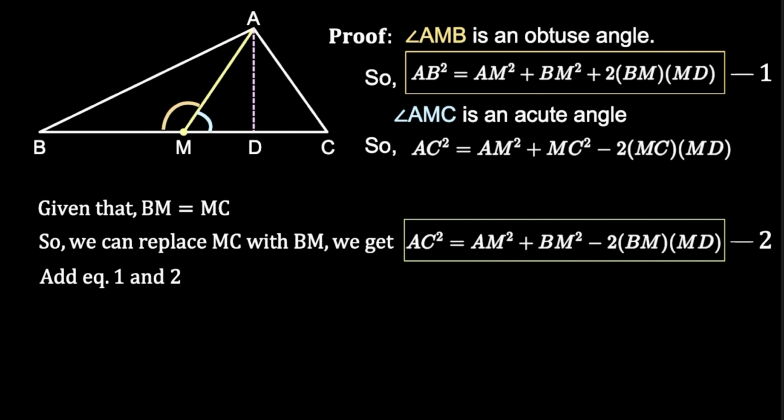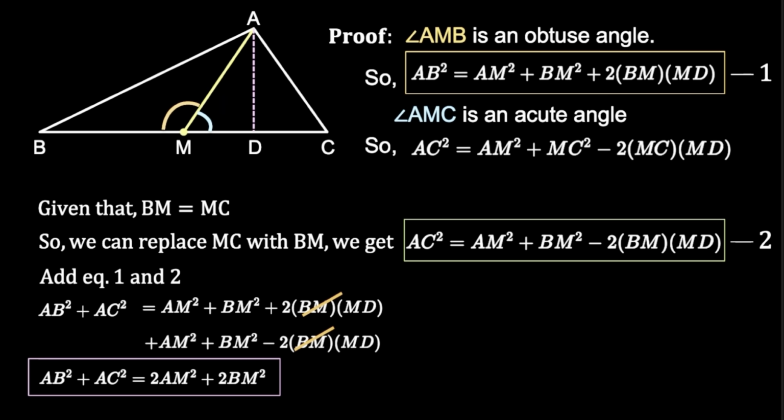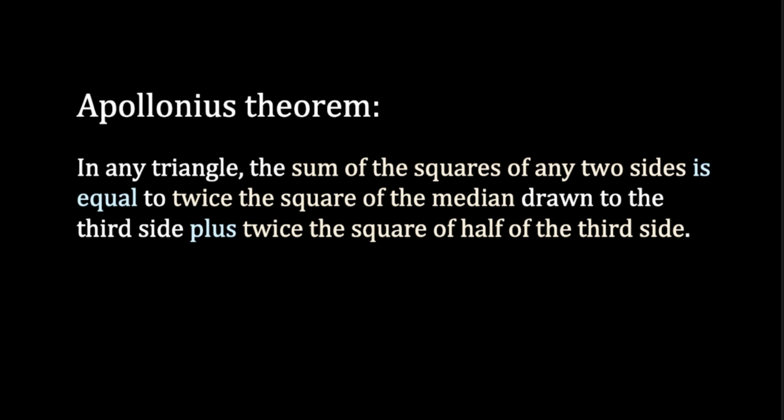Now let's add both the equations. So on the left hand side we will get AB square plus AC square, and on the right hand side we will get this. Now these two terms will get cancelled out, and there you go. This is the proof of the Apollonius theorem. Now what's the final statement? In any triangle, the sum of the squares of any two sides is equal to twice the square of the median drawn to the third side plus twice the square of half of the third side.